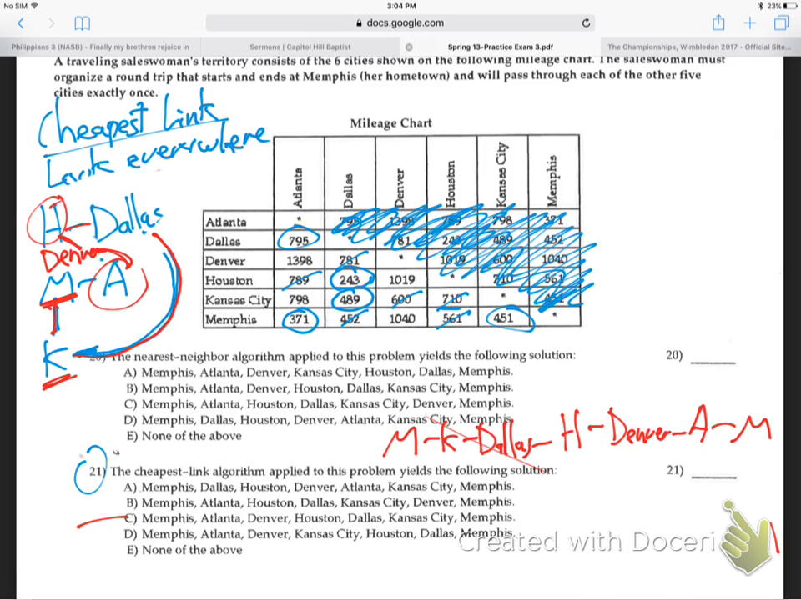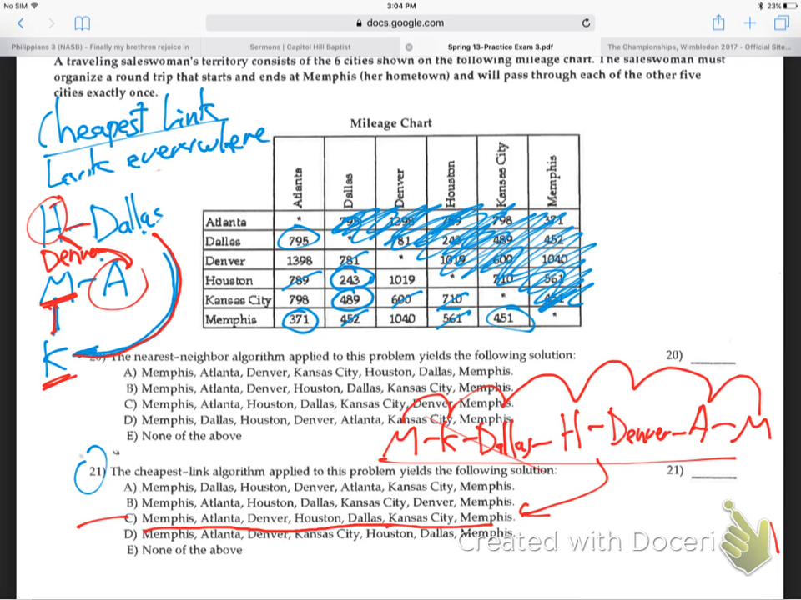Isaac says C. Memphis, Atlanta, Denver, Houston, Dallas, Kansas City, Memphis. Yep, it's backwards of the way I went. It's the same answer. Does everybody see that? This is that. Everybody see? Remember, forward, backward, same circle, right? So that's a little harder.